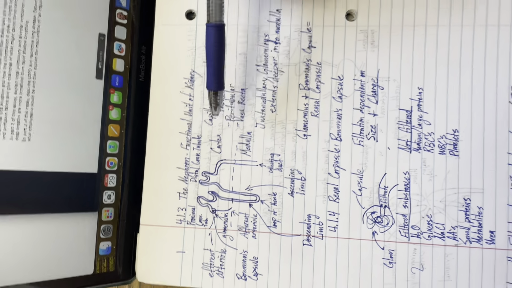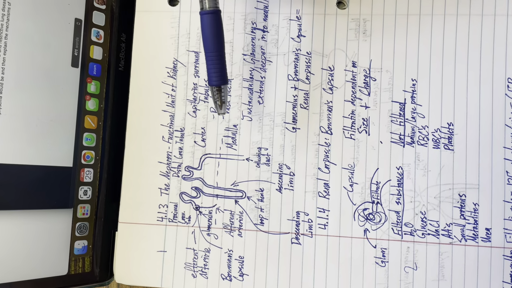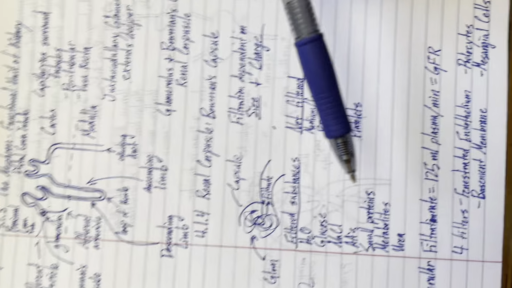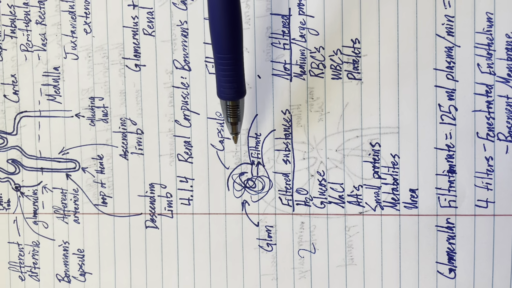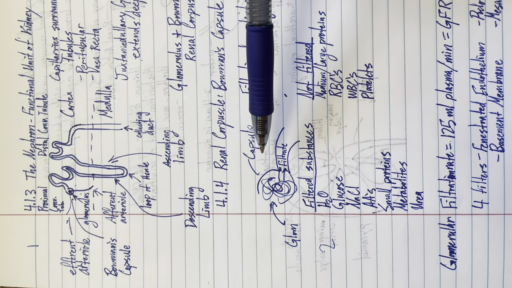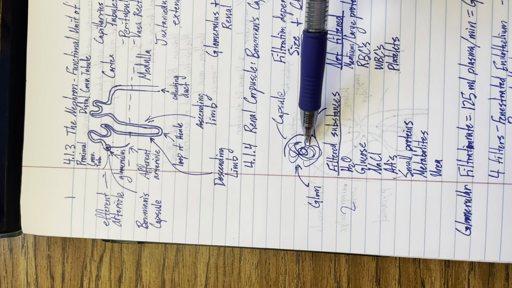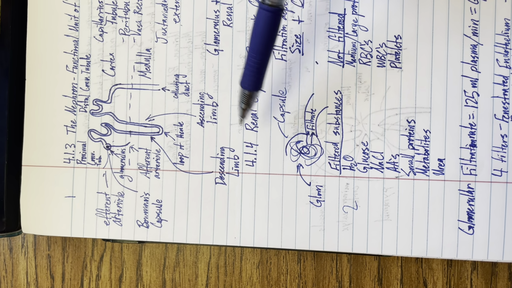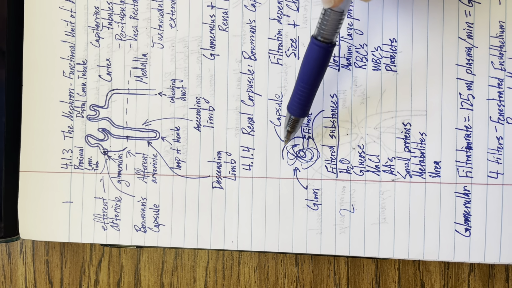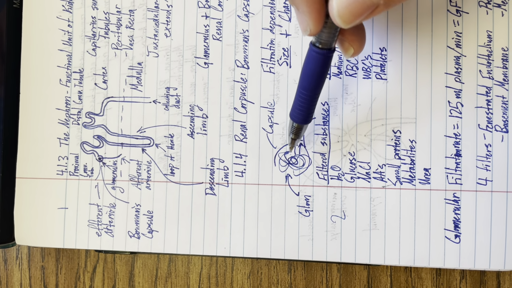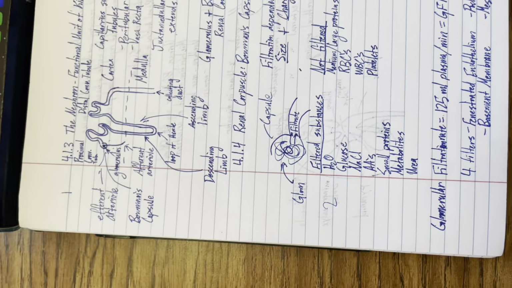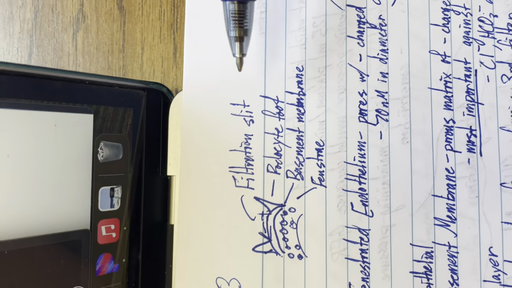I've drawn it out here. First off, here's our basic makeup of the renal corpuscle. You have the Bowman's capsule, you have the glomerulus. Everything that goes through here gets filtered through the glomerulus, and that is done so by a filtration slit.